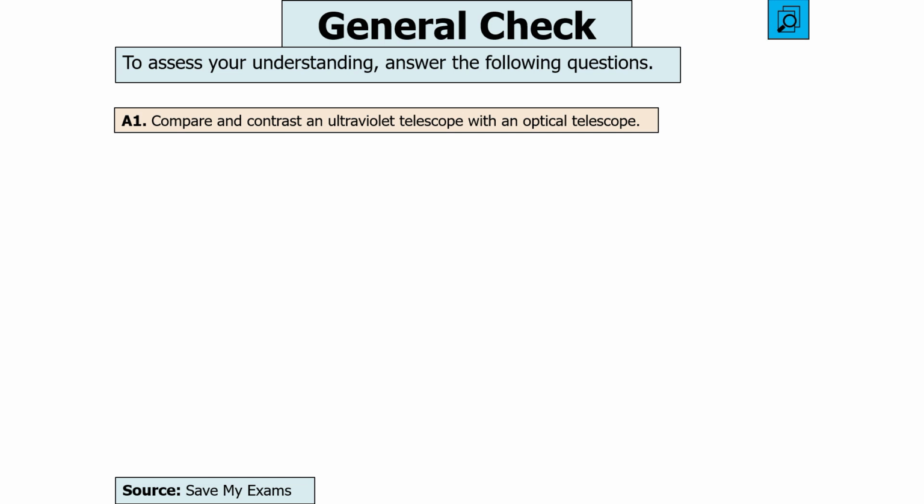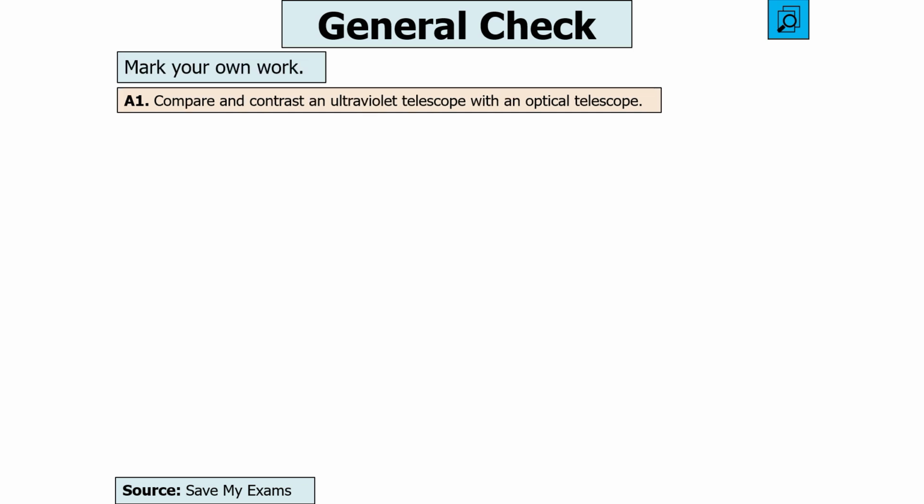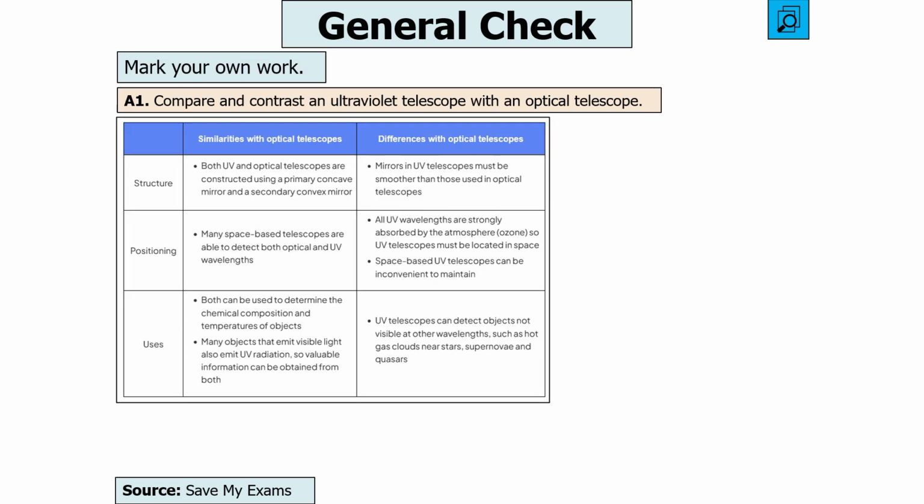So pause the video now, then unpause the video when you want to go through your answer. Right, in this one, what are our similarities? Well, in terms of structure, both UV and optical telescopes have a primary concave mirror and a secondary convex mirror.